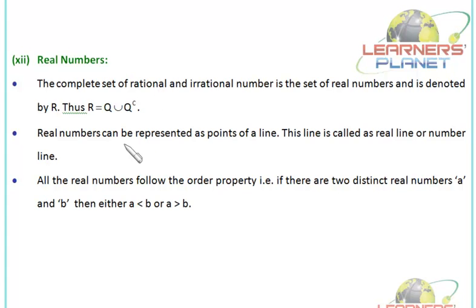Okay friends, now real numbers are the numbers which can be represented as a point on a line. All the real numbers follow the order property. That means there are no two equal real numbers. One of them must be greater and the other must be less than the previous one. So if there are two numbers, maybe A and B, either A will be less than B or A will be greater than B. It doesn't matter whether it is a decimal number or a fraction, or whatever the number is, but two distinct numbers cannot be equal.